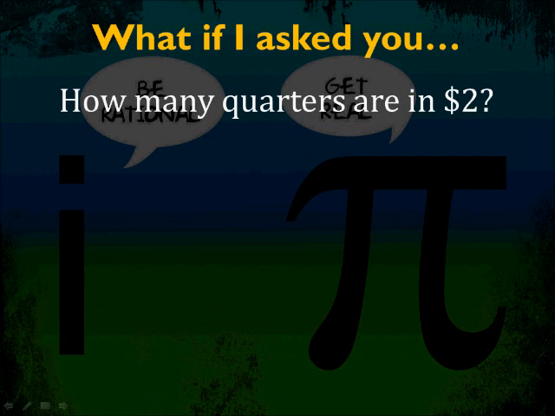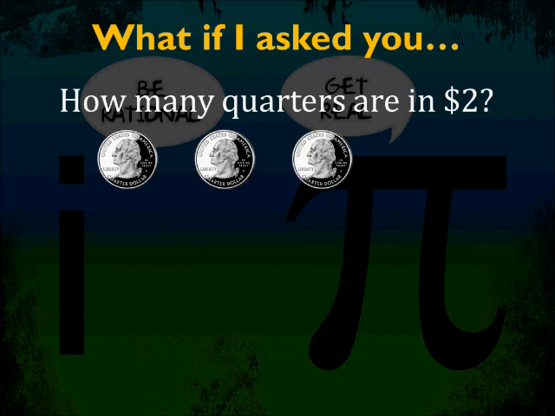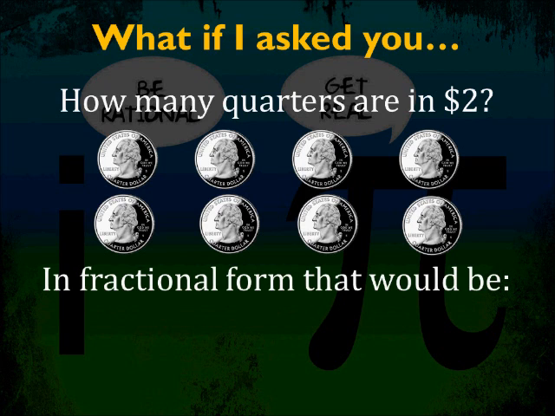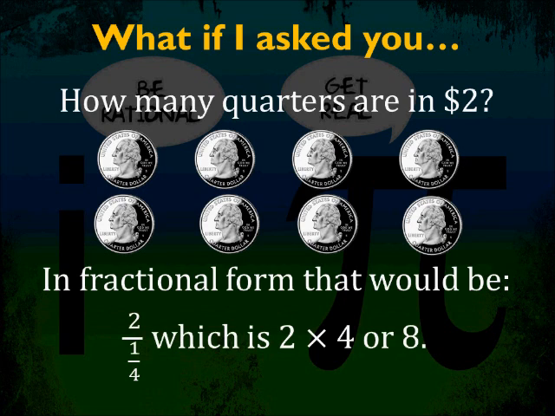Alright, so what if I asked you how many quarters are in $2? Well, some of you can probably just figure it out right away by counting it. If you counted it, you would have 8 quarters in $2. If you wanted to express this mathematically, you would have to use fractions by taking 2 divided by 1/4, because a quarter is worth 1/4 of a dollar. To find that amount, you would basically multiply 2 times 4/1, which is the reciprocal of 1/4, to get 8.